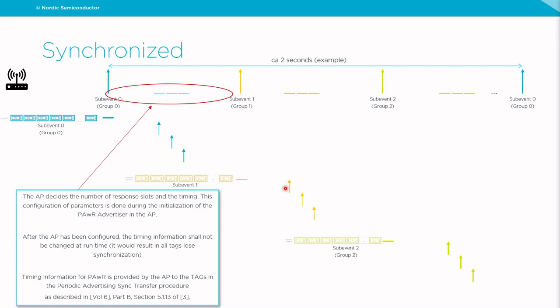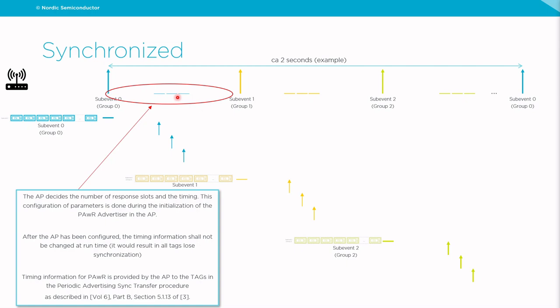How many response slots do we have for this application? This is decided by the access point. The access point sets the timing of the PAwR, the number of subevents, the number of response slots available. Such details are given to the tags from the access point when the synchronization is passed to the tags. Once these parameters are set, the access point is already sending the train of subevents, and it's clear that the access point should never change the PAwR timings at runtime, otherwise all tags will lose synchronization.